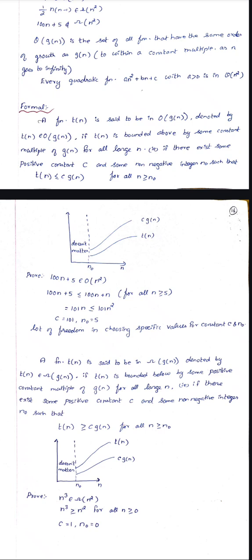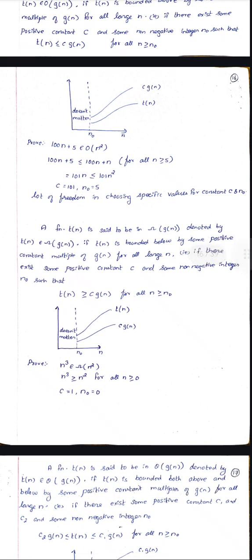If t of n is bounded above by some constant multiple of g of n, 100n plus 5 belongs to big O of n square. How? 100n plus 5 is less than or equal to 100n plus n for all n greater than or equal to 5, so 101n square.